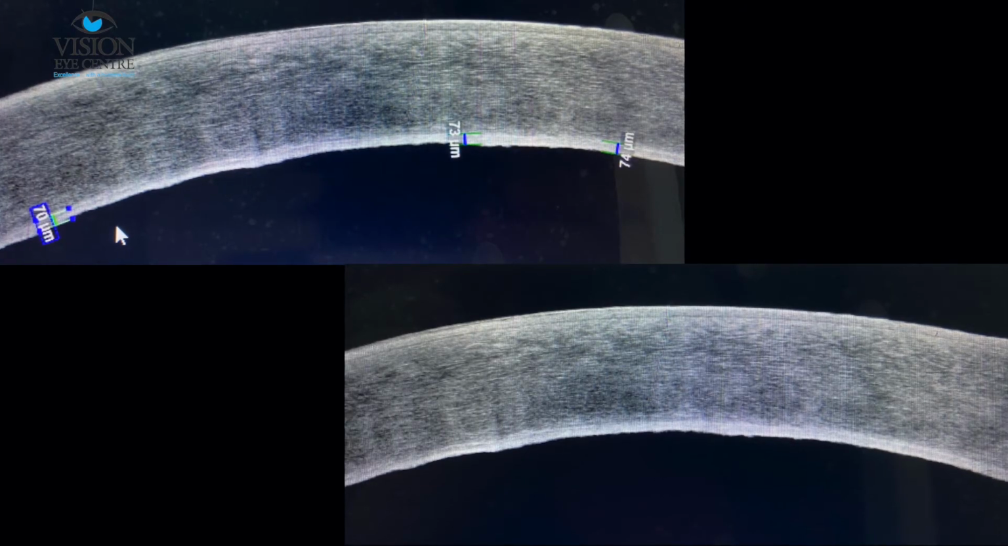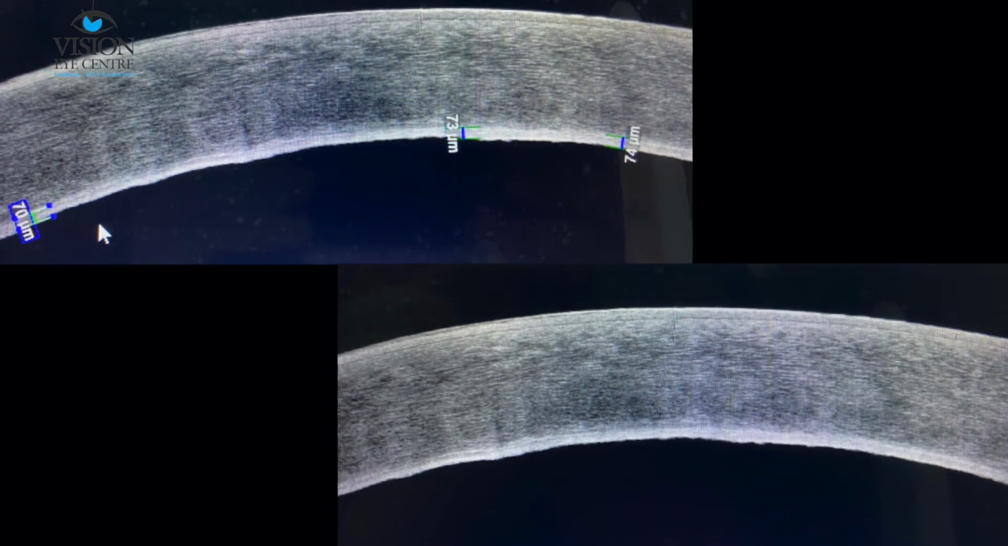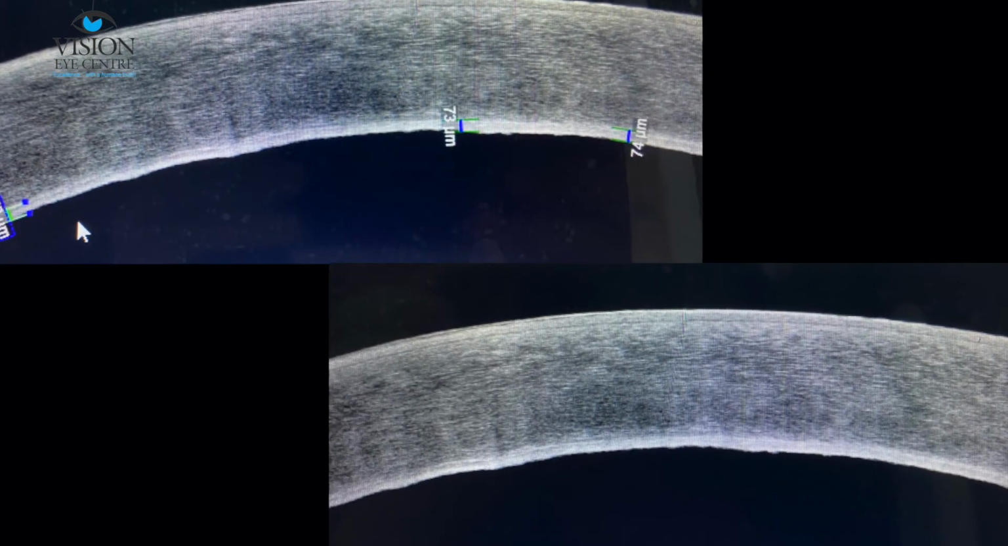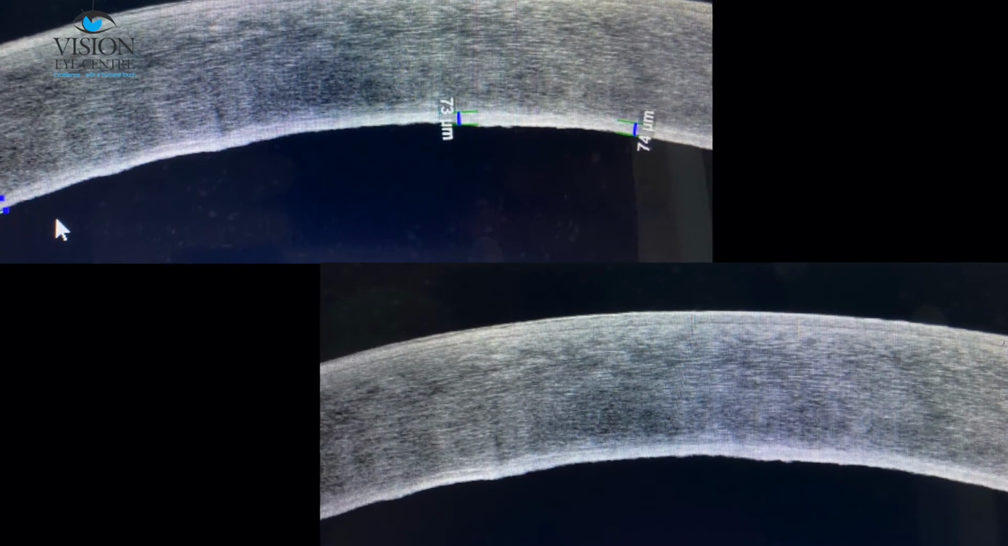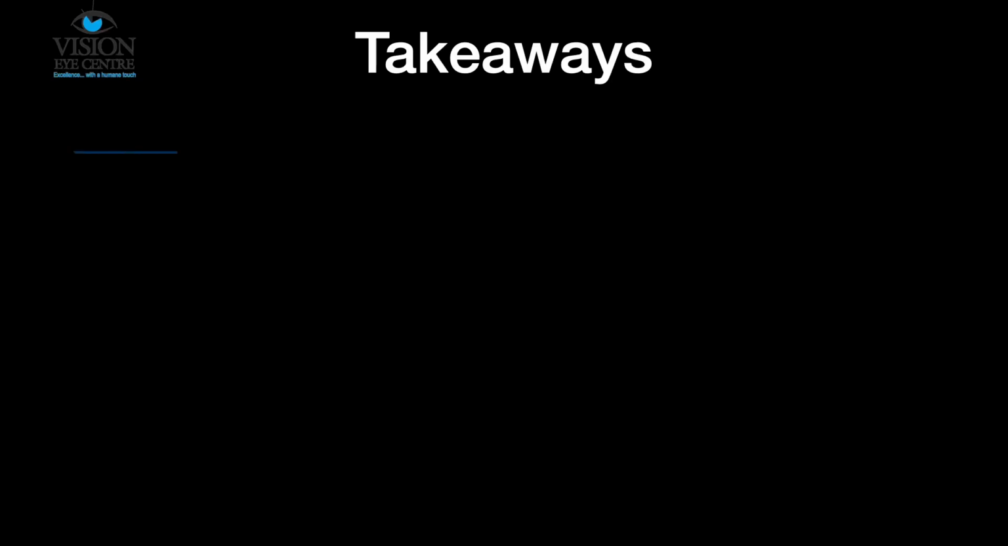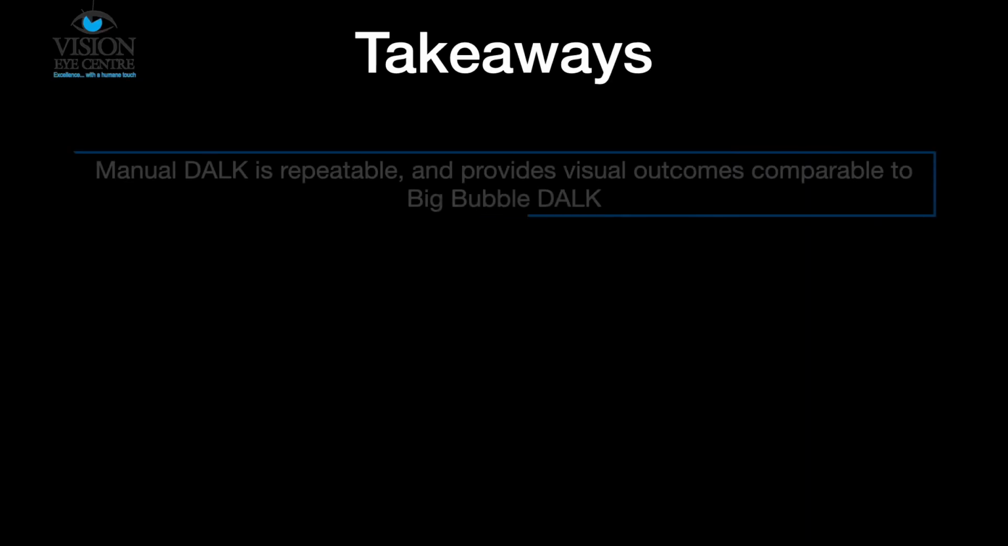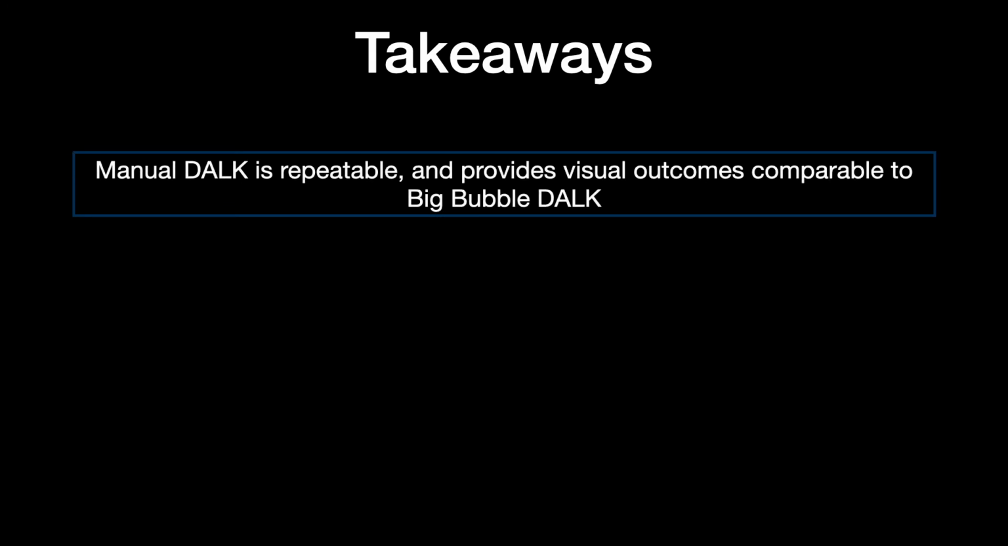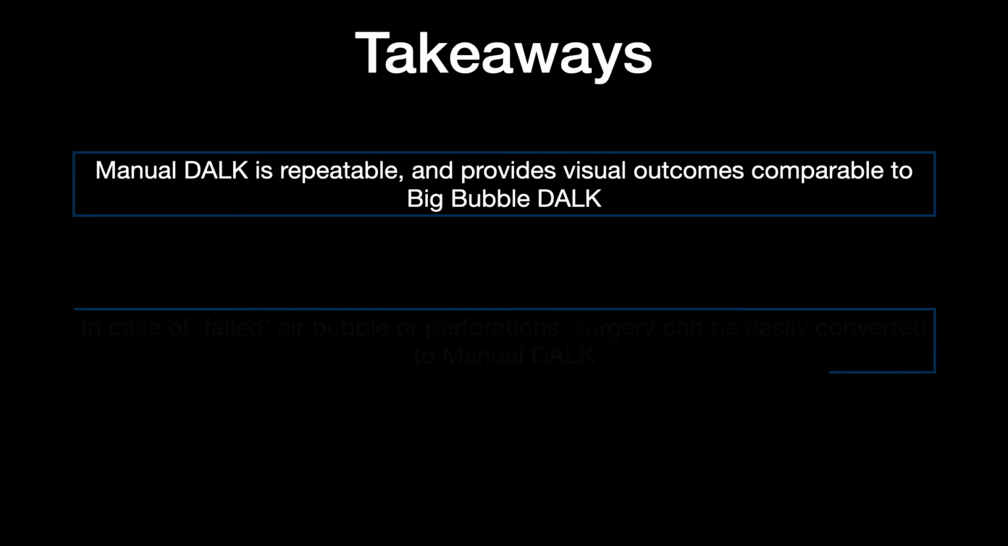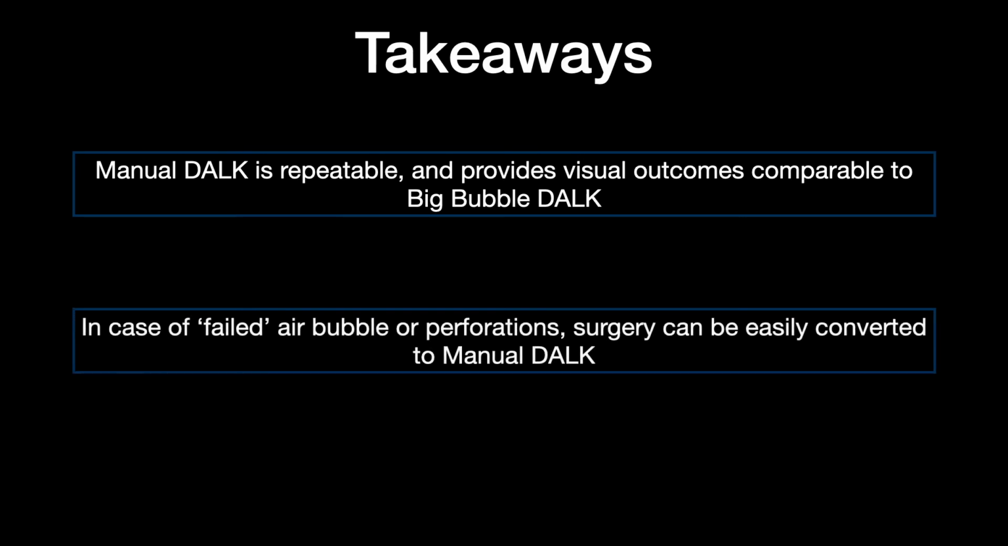And as you can see from this anterior segment OCT post-operatively, there is really not much residual stromal bed in this particular case. So to summarize, manual DALK, when done carefully and with the right technique, is quite repeatable and provides extremely good visual outcomes which are comparable to big bubble DALK. Apart from that, in case there is a failed air bubble or a perforation, it is manual DALK that comes to your rescue in these cases.